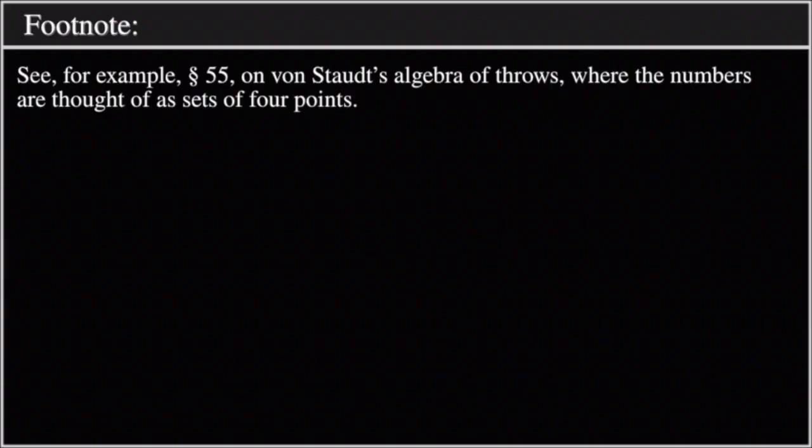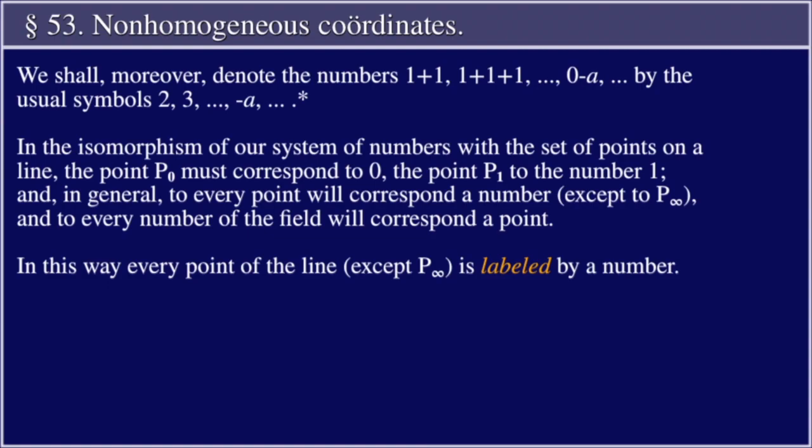Footnote: see for example section 55 on von Staudt's Algebra of Throws, where the numbers are thought of as sets of 4 points. We shall, moreover, denote the numbers 1 plus 1, 1 plus 1 plus 1, 0 minus a, by the usual symbols 2, 3, minus a.